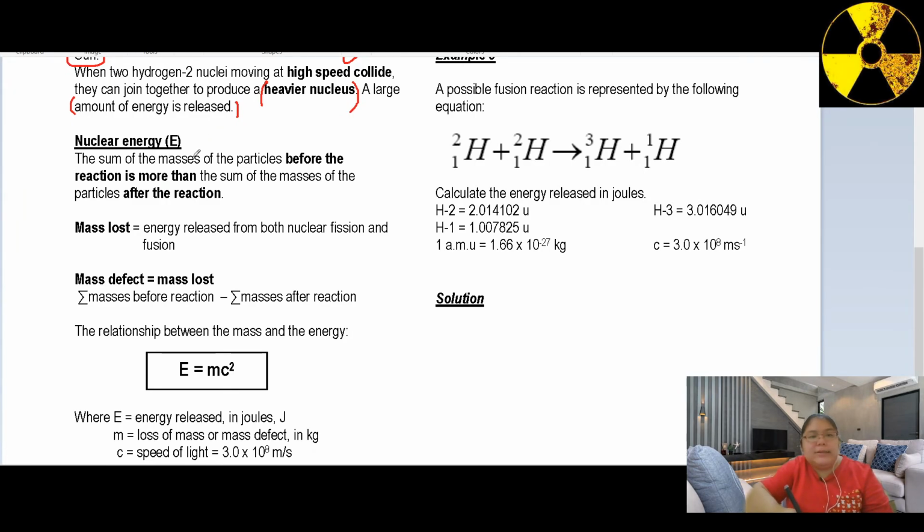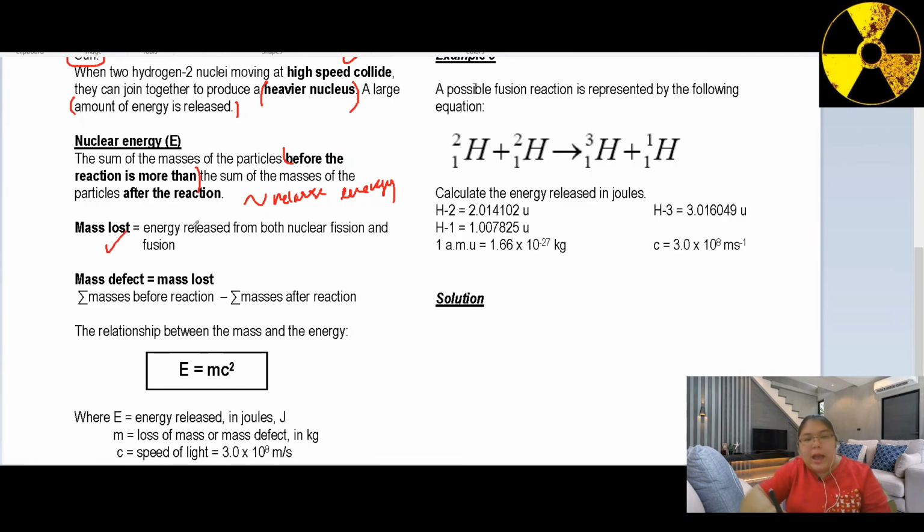Okay, they say the sum of the masses of the particles before the reaction is more than the after. Do you agree or not? Normally before the reaction, the mass must be more than after. Why? Because you release, okay, you release what? Energy. When you release the energy, that means you lost some mass. So from here, when we do the calculation, we just do minus. We take the before minus the after, then we find it. The answer is how many? That one, we call it mass loss.